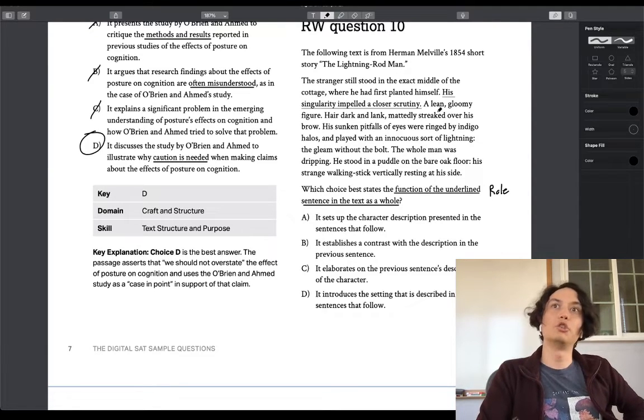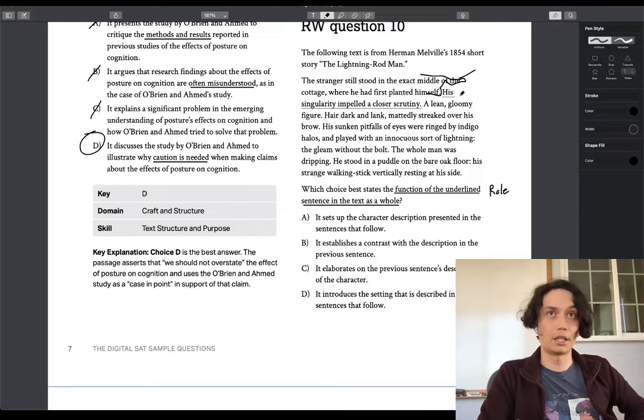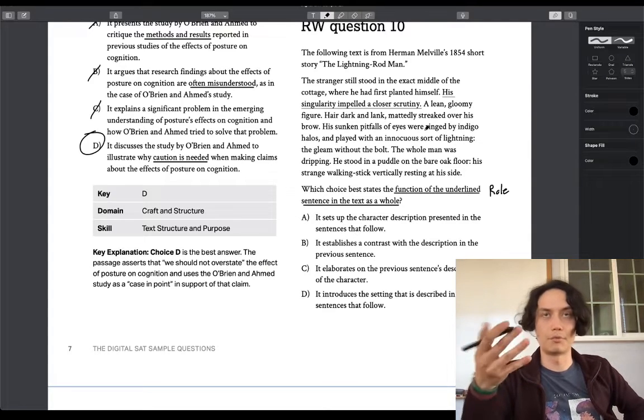Okay, a lean, gloomy figure, hair darkened. We're describing him. This sentence is setting up the description of him. It's introducing the setting, what is happening. This is our excuse for describing him more. He was so weird that we looked at him closer. And then this is what we saw when we looked.